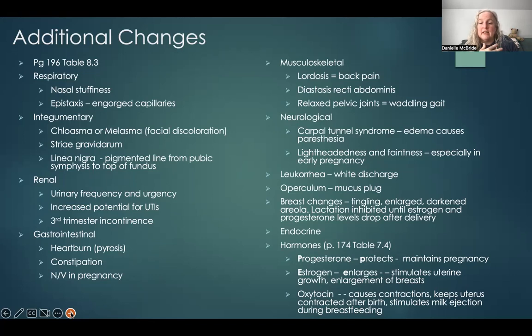Breast changes, tingling, enlargement. So remember, estrogen enlarges, and so it's going to help enlarge the breasts and prepare for lactation. And then we have our hormones. And so estrogen enlarges, progesterone protects.